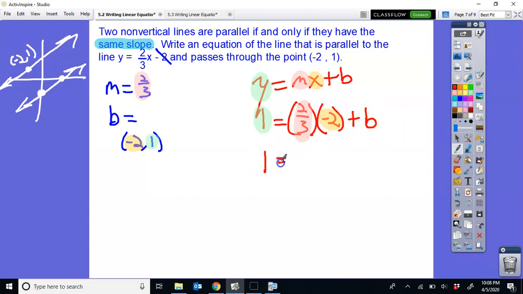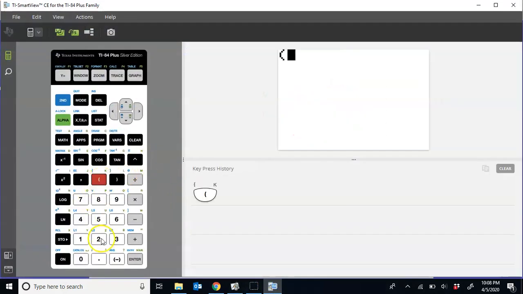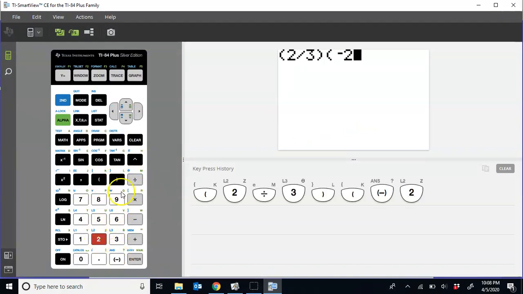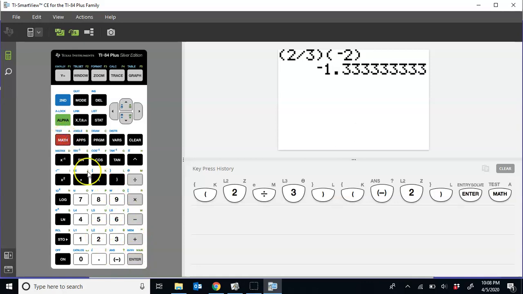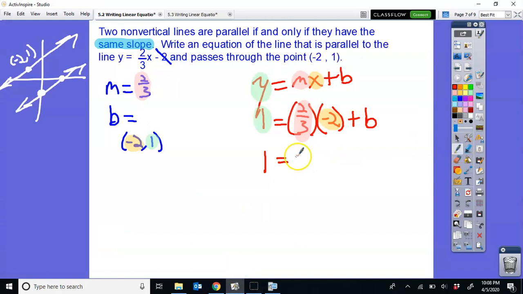So I'm going to take out my calculator here because I'm going to probably need it for 2/3 times -2. So let's take a look at that. 2/3 in our parentheses there times -2. Press enter. It's kind of an ugly decimal. Press math, enter, enter. It changes it back to a fraction of -4/3. And so -4/3 is right there. And then I want to move this 4/3 over here.